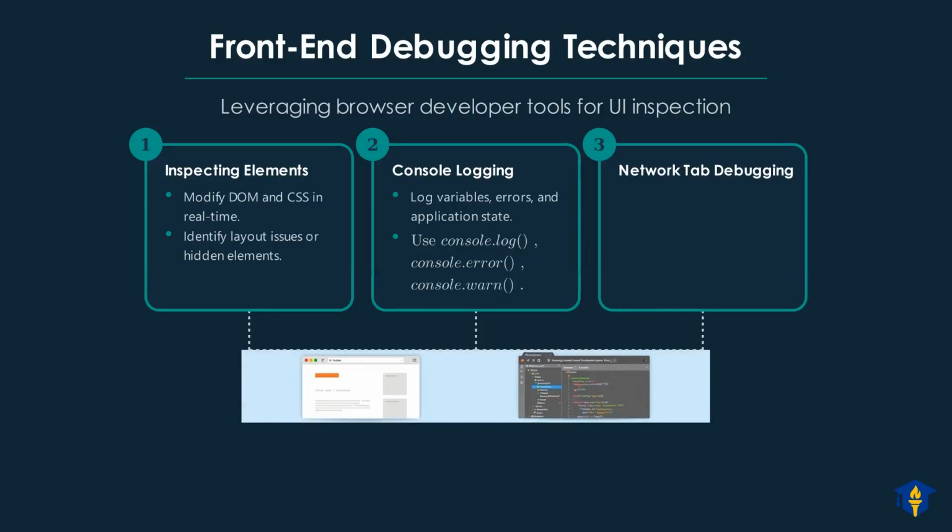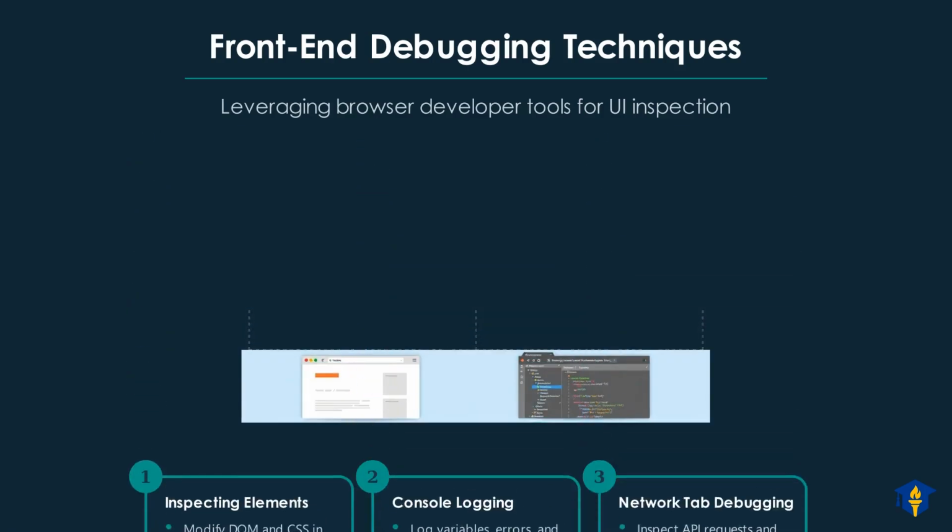Network tab debugging is also invaluable for understanding how your front-end interacts with servers. This tab lets you inspect API requests and responses, showing data flow between client and server. You can check HTTP status codes and payloads, quickly identifying issues with data exchange.